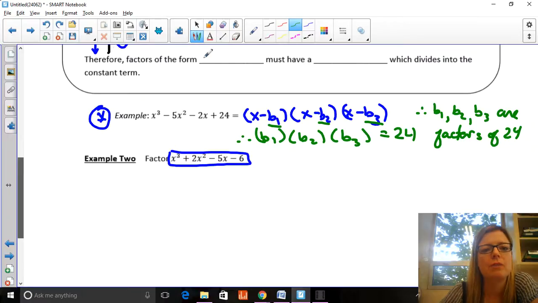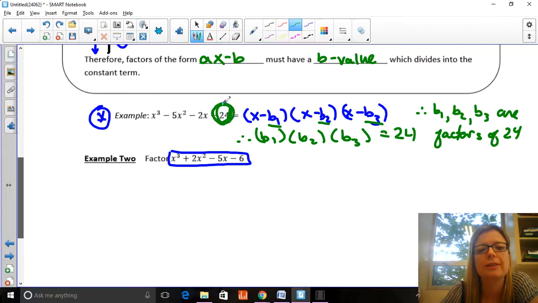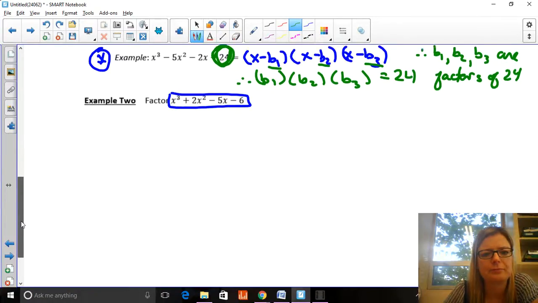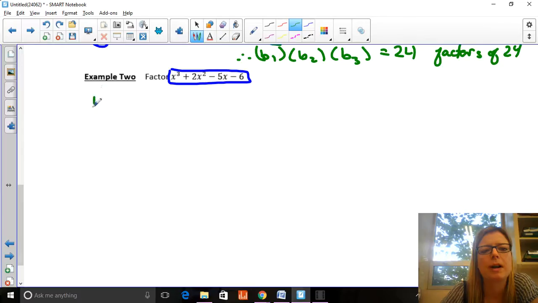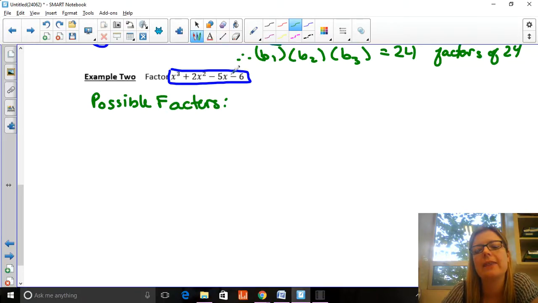So therefore, you can go back up here: factors of the form ax minus b must have a b value that divides into the constant term, right? The last term. So when I'm checking out this example here, I don't want to test every number under the sun. I just first want to identify my possible factors. So the possible factors here are anything that -6 is divisible by evenly.